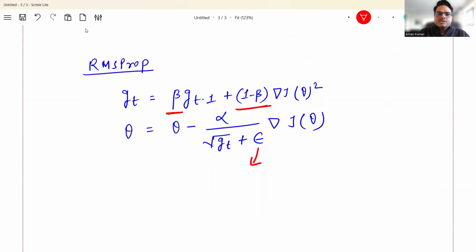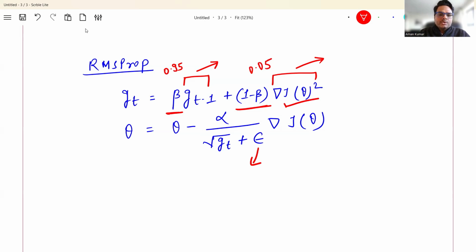So basically our function is made up of two components. The first component is the previous accumulated gradient, and the second component is this one. Suppose beta is equal to 0.95, then this will become 0.05, and this second term will get less weightage. This is the one responsible for making your gradient very, very high.